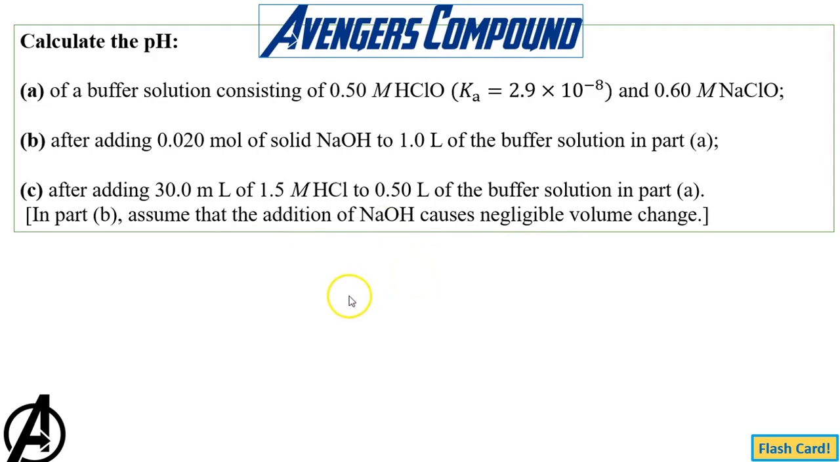First, let's start off with letter A. Letter A says, calculate the pH of a buffer solution consisting of 0.50 molar HClO. It gives us a Ka value of 2.9 times 10 to the negative 8, and 0.60 molar NaClO. And so because we're dealing with a buffer, we definitely want to identify our conjugate acid-base pair so that we can get our reaction for letter A's RICE table. So we know we're going to be dealing with a RICE table. At least there's only one for letter A.